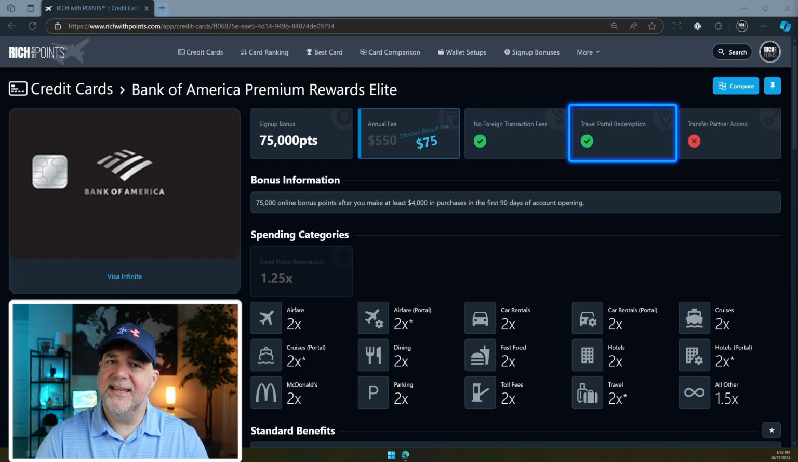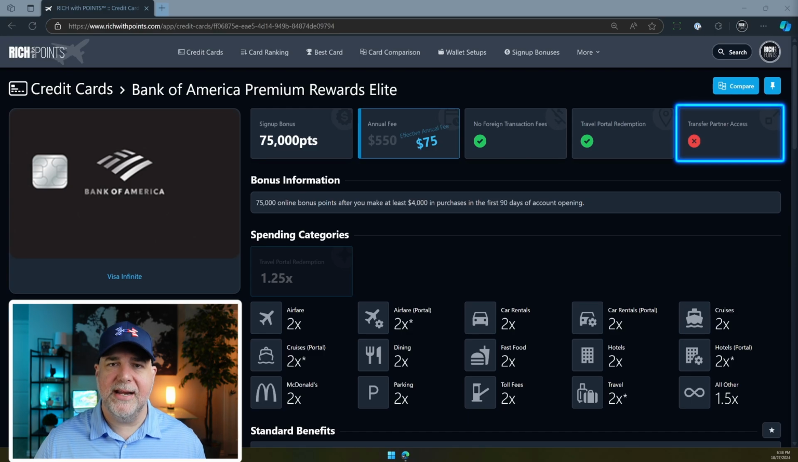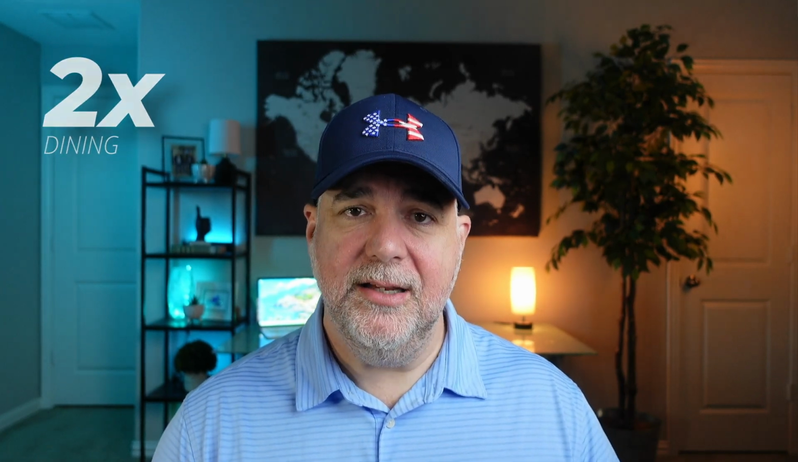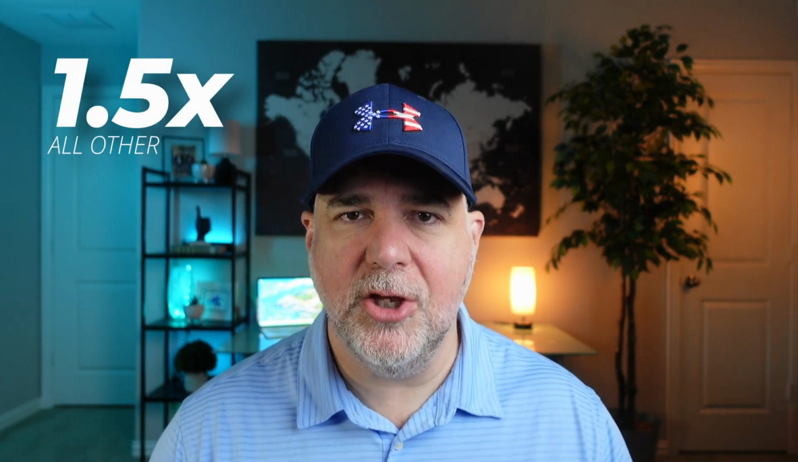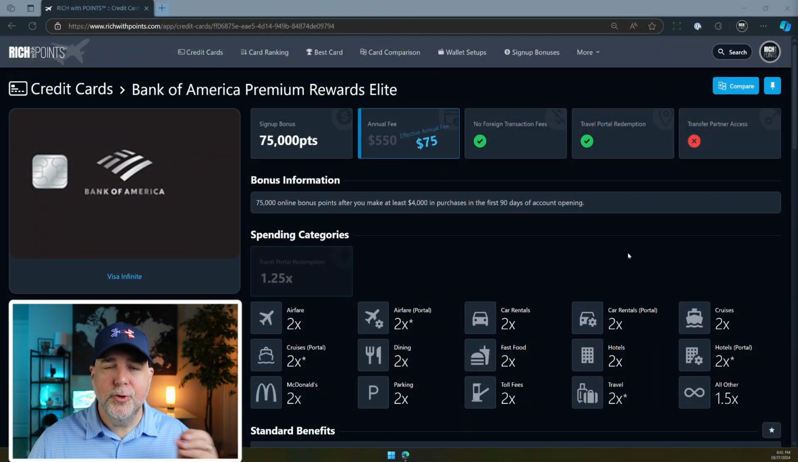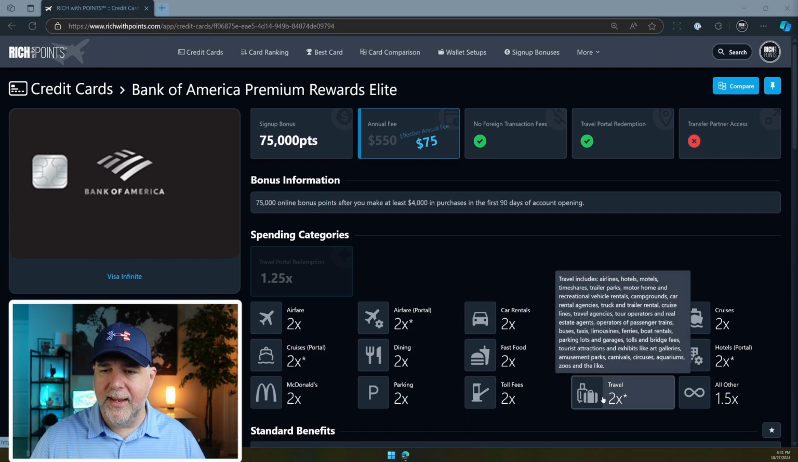It does have access to a travel portal to redeem your points, but no access to transfer partners. For spending categories, you get 2x on anything travel related. You get 2x on dining and 1.5x on everything else. Now for the travel category, it does include anything transit as well, so it's a pretty wide travel category, and they get pretty explicit in their lists here.